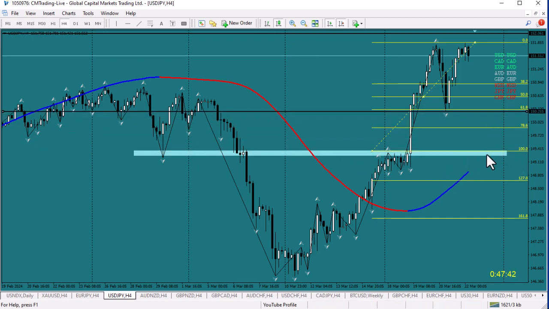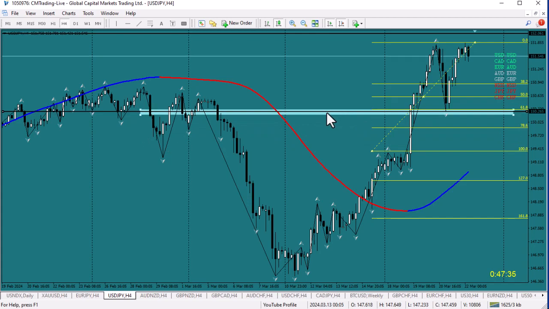Nothing wrong with this level, guys. Nothing wrong with that level. If it gets down there, I'll still be interested. But I think that's also a good level to watch, all right? Because that support came in right on the 61% of this last directional swing.